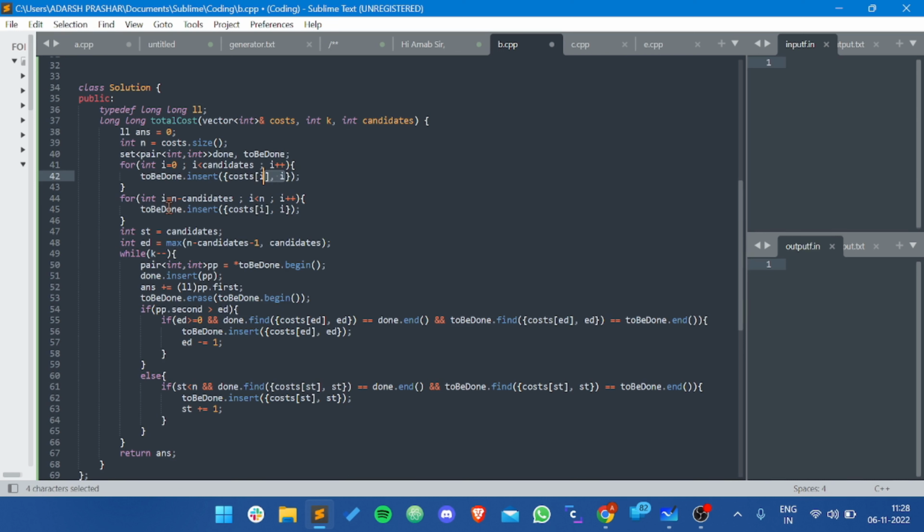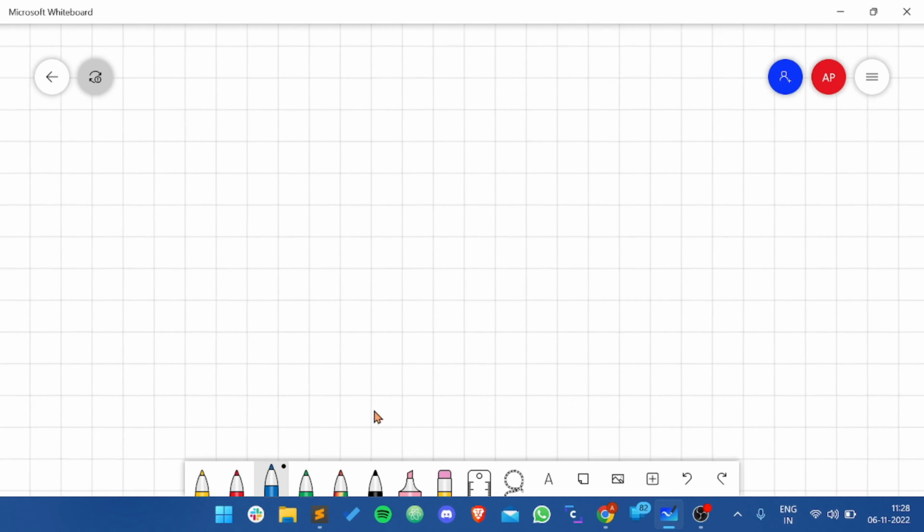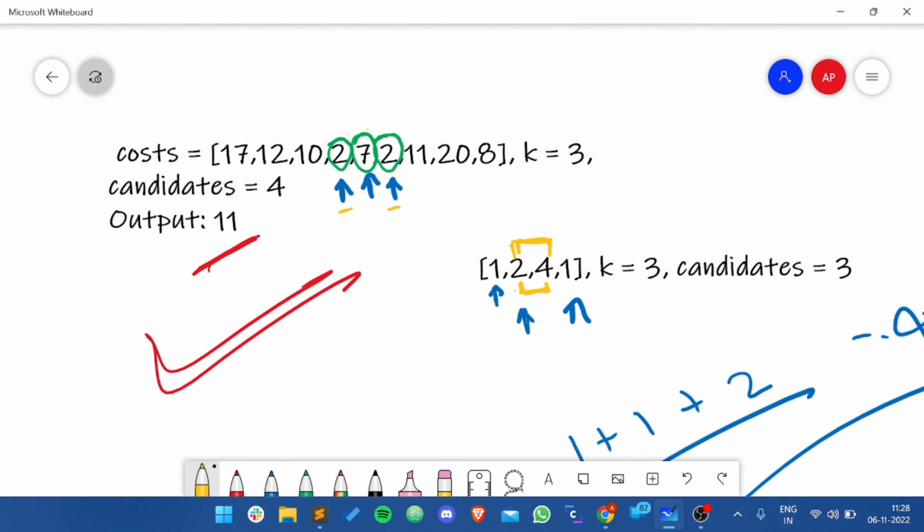Now I am going from n minus candidates. I am inserting the first candidates number of people into to be done, and the last candidates number of people into to be done. If my value of candidates is 4 in the first test case, I am inserting these 4 and these 4 into the to be done set, because in the first hiring process I have to consider these only.